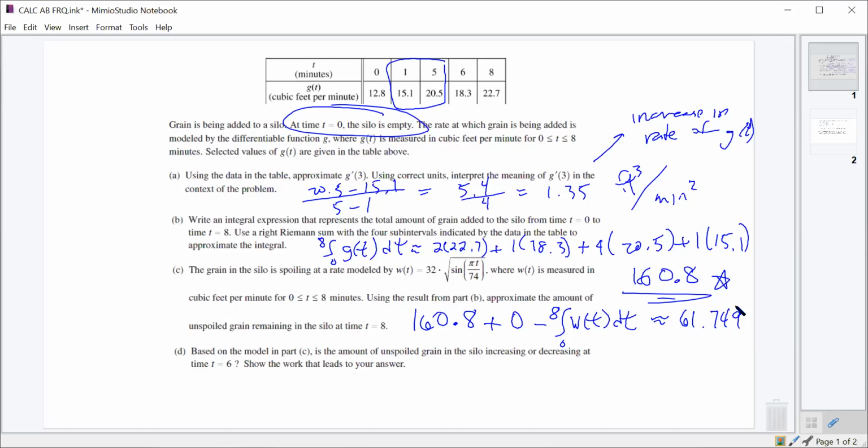And then part D, we want to know if the amount of unspoiled grain is increasing or decreasing at t equals 6. Well, the rate at which it's increasing is G(6). The rate at which it's spoiling is W(6). So just look for the sign of G(6) minus W(6). G(6) minus W(6) came out to be a positive number, so the amount of unspoiled grain is increasing.